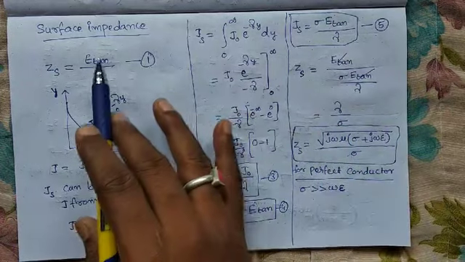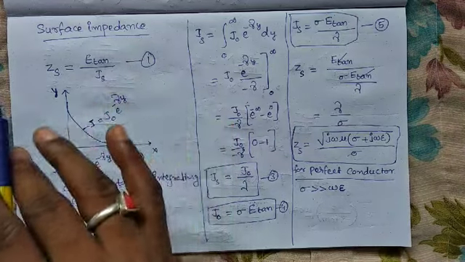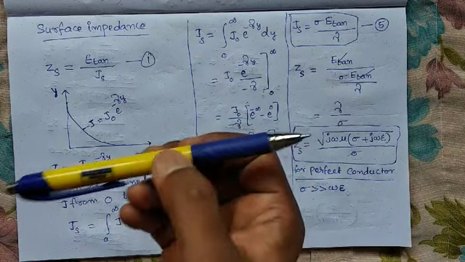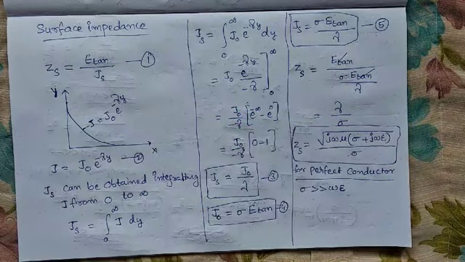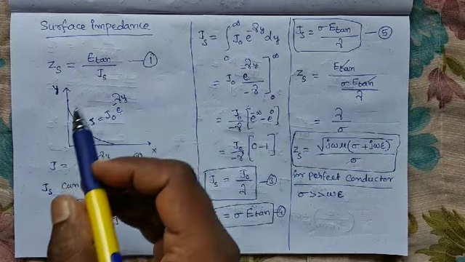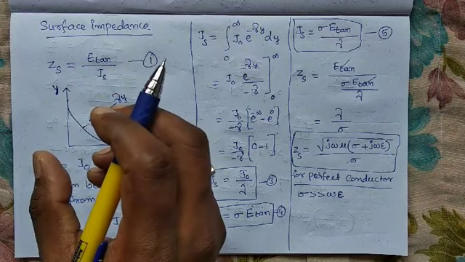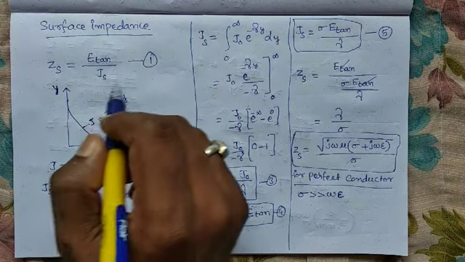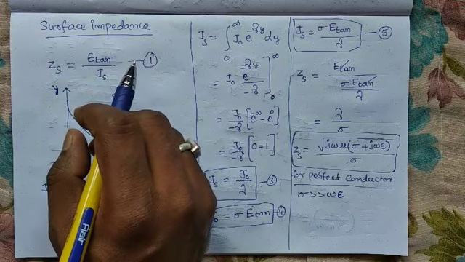Okay, next we are discussing the surface impedance. When the electromagnetic wave encounters a perfect conductor, the amplitude of the wave decreases exponentially. Here this current is induced by the electric field that exists at the surface of the conductor.